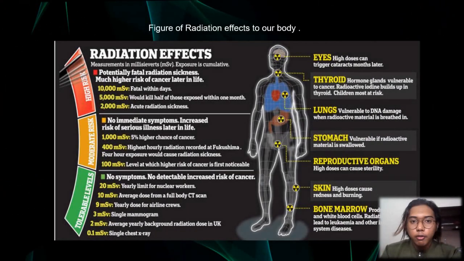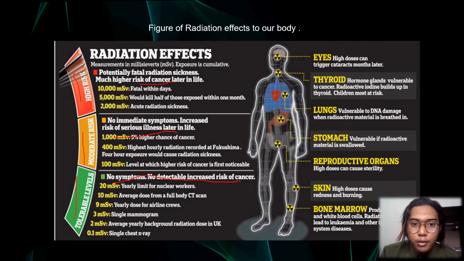Here is the figure showing radiation effects on our body. Radiation effects can be divided into three levels, which are tolerable levels, moderate risk, and high risk. The tolerable levels show no symptoms, no detectable increased risk of cancer, while moderate risk has no immediate symptoms, but an increased risk of serious illness later in life. And high risk means potentially fatal radiation sickness and a much higher risk of cancer later in life.